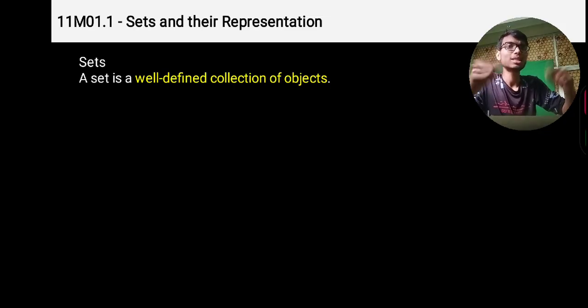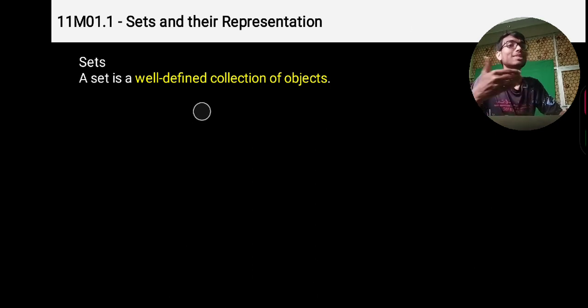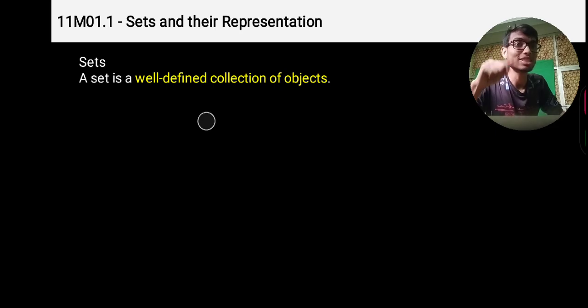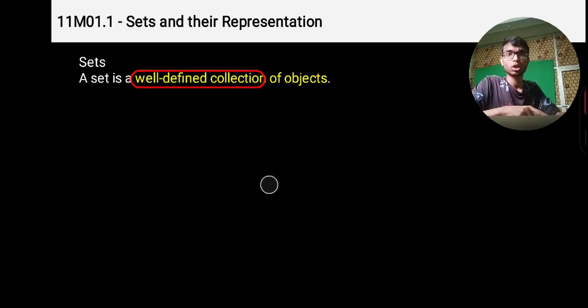It is a statement. How to convert this statement into mathematics? You will see. What is the meaning of this statement in mathematics? Let me show you. Well defined. Remember this, well defined, valid. Whatever objects are in a set should be valid, should be defined.